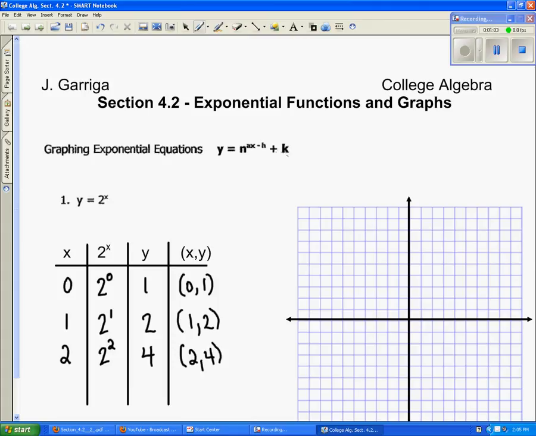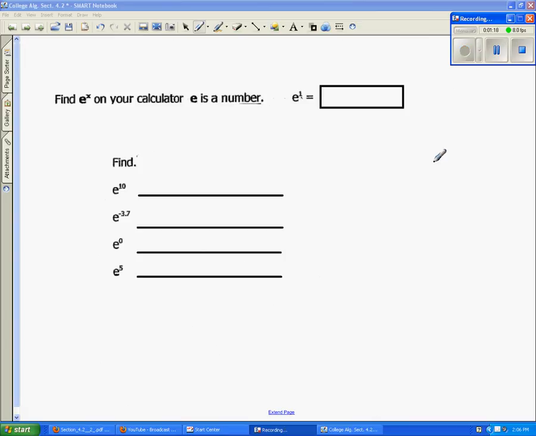If I sketch those, I get 0, 1, 1, 2, and 2, 4. The graph of this equation looks like that. That's an exponential equation.